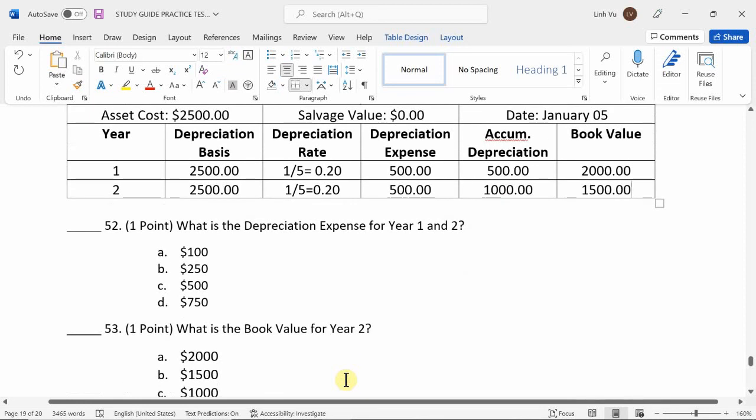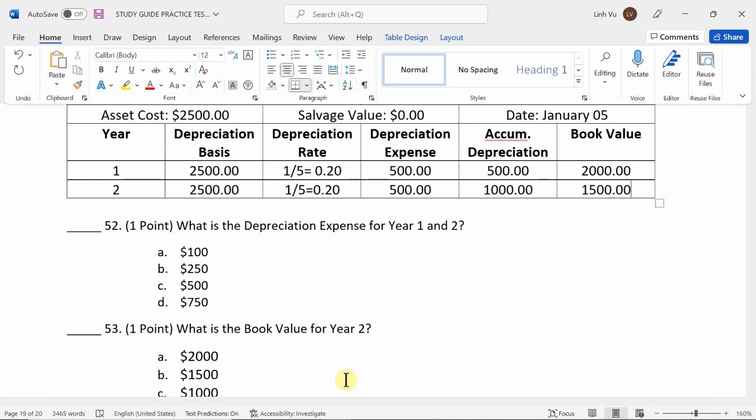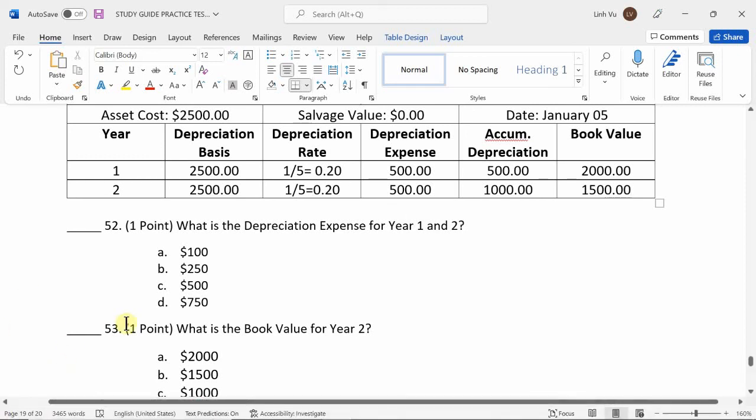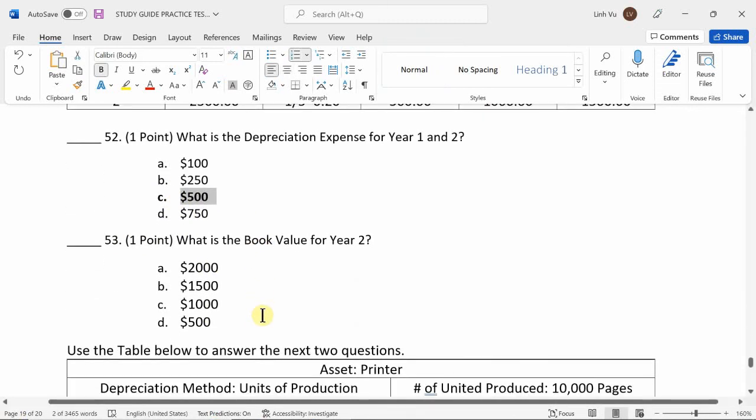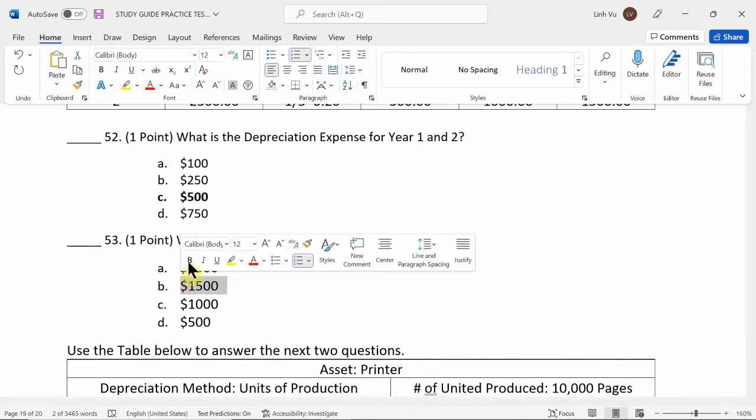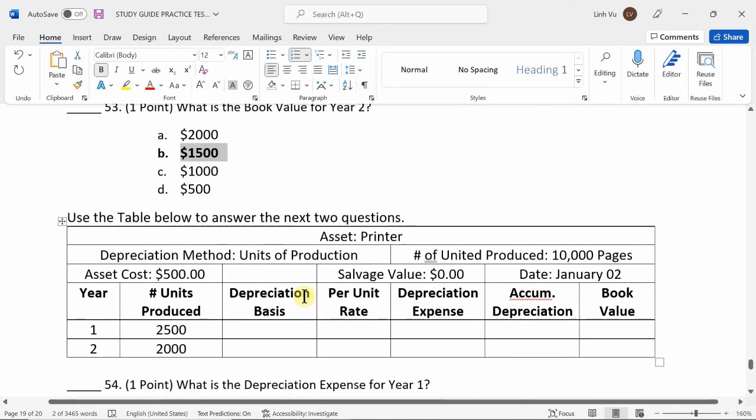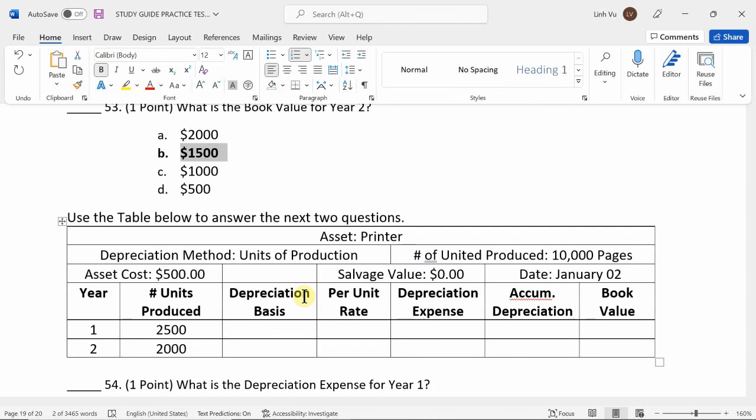So question number 52. What is the depreciation expense for year 1 and year 2? Same, $500. Correct. And then question number 53 is going to ask you, what's the book value for year 2? It's $1,500. Good. So again, that was one depreciation method, which was straight line. So let's go ahead and do the next one.